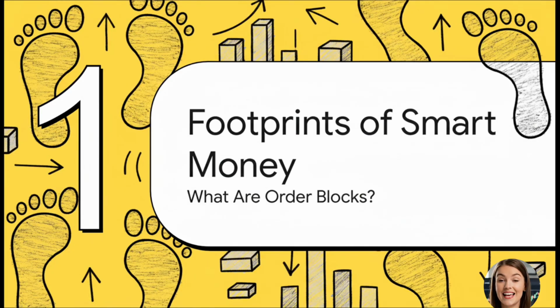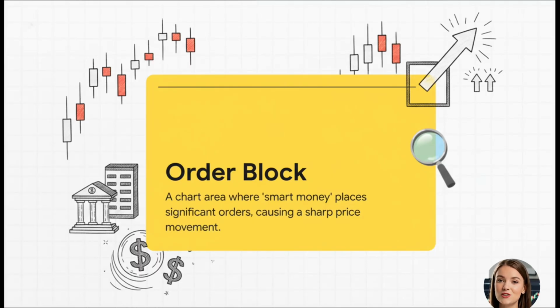What exactly are these footprints we're talking about? What is an order block? In plain English, an order block is just a specific spot on the chart where a ton of money got pushed into the market. We're talking about the big institutions, the banks. Their orders are so huge that they cause these sudden explosive price moves. That zone, right where they place those massive orders, that's your order block.